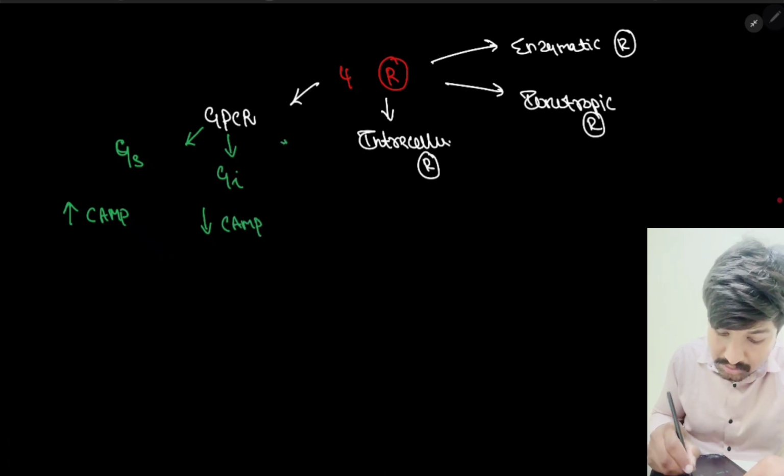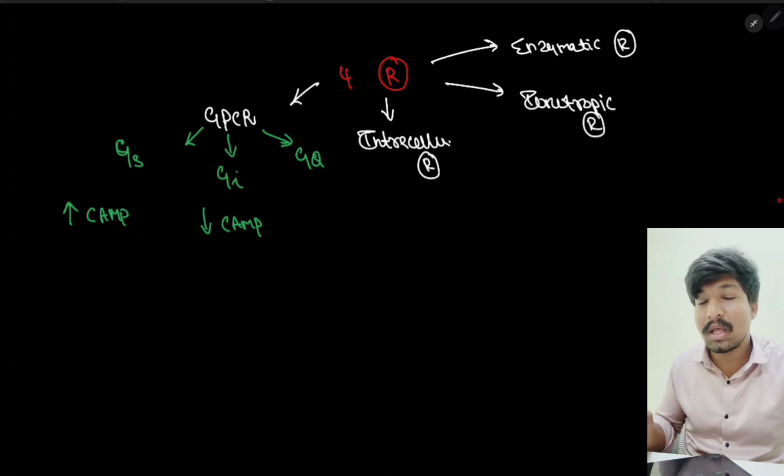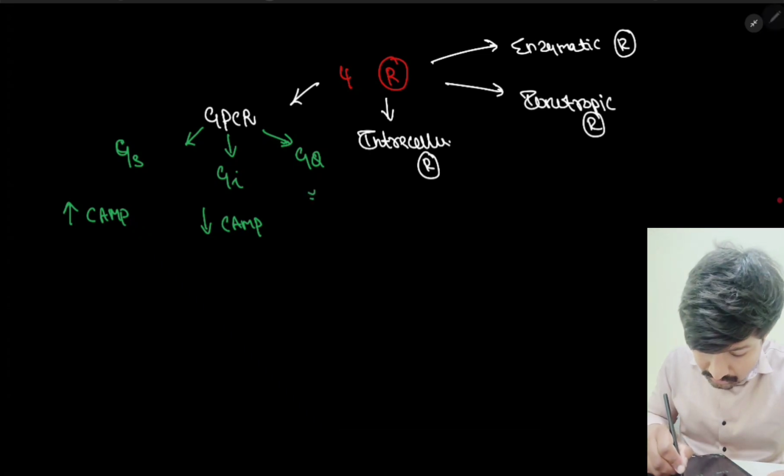Finally, we have something known as Gq receptors. What is Gq receptors? Q looks like calcium. So it increases calcium. Gq increases calcium.